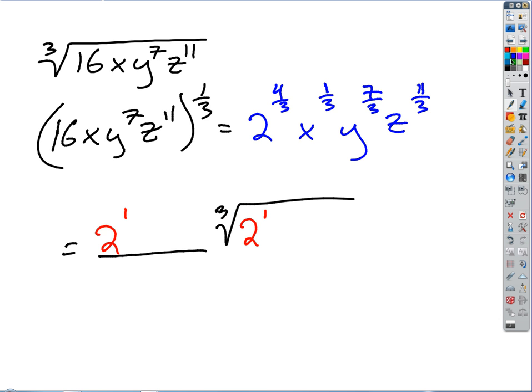Okay, what about the x's? We get x to just the 1/3. That's 0 and 1/3. So we just get an x to the 1/3. What about the y's? y to the 7/3, that's 2 and 1/3, so y squared comes out. z to the 11/3 is 3 and 2/3, and I'm done.